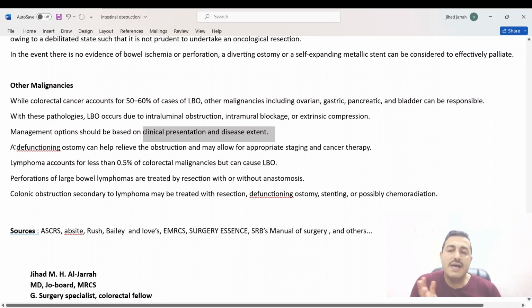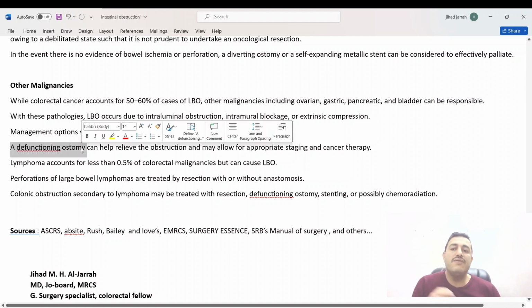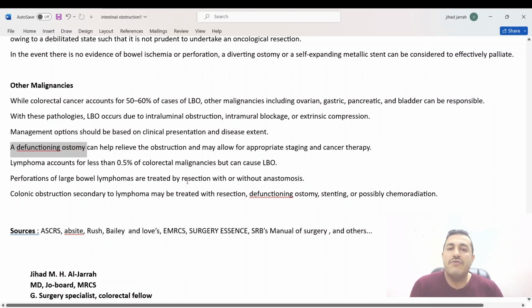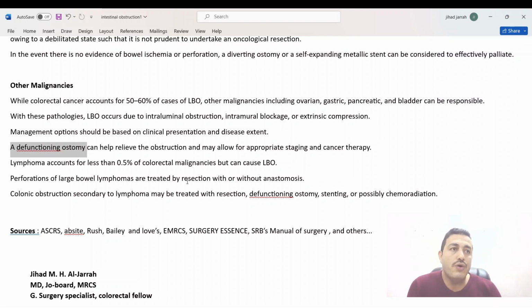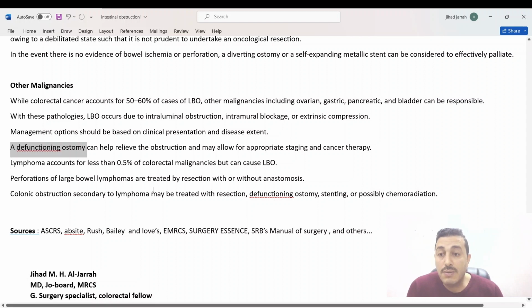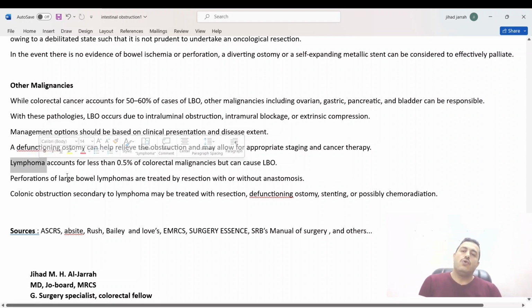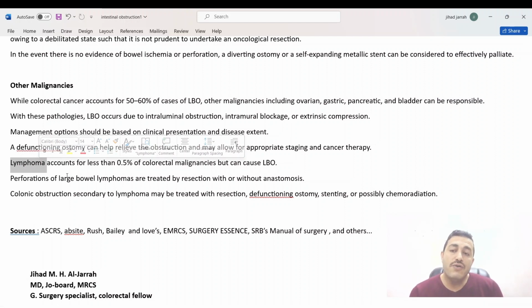Actually, we proceed with the simplest operation, a defunctioning stoma, if we have, for example, ovarian cancer that is compressing the colon or invading the distal rectum. We bring a defunctioning stoma. Lymphoma is a recognized rare cause for large bowel obstruction, and lymphoma of the colon usually is treated with resection with or without anastomosis. This is the classic teaching information.